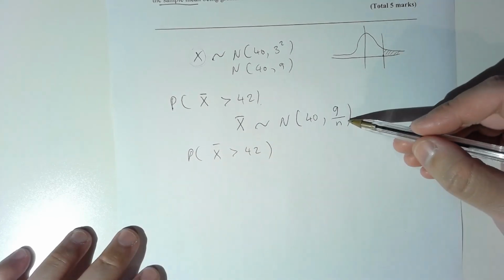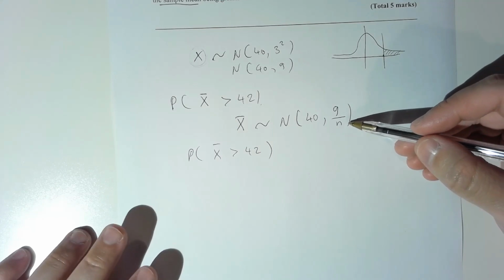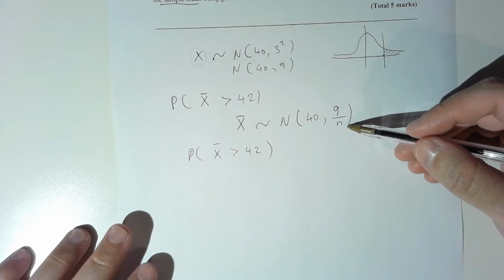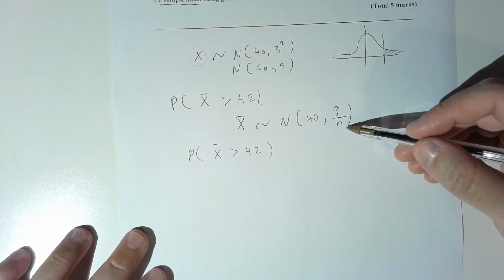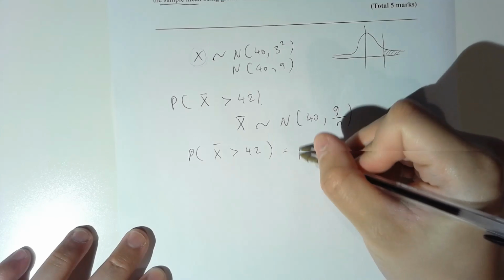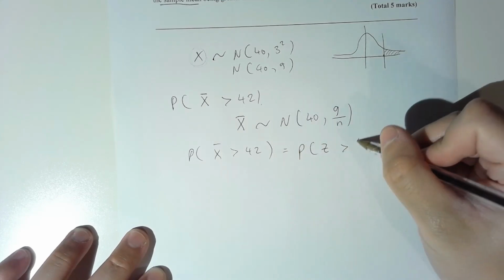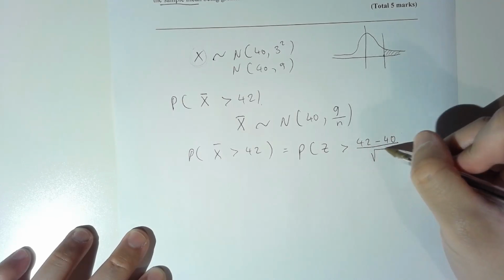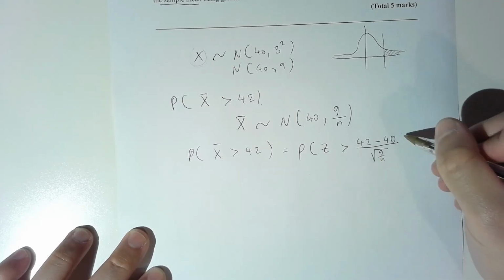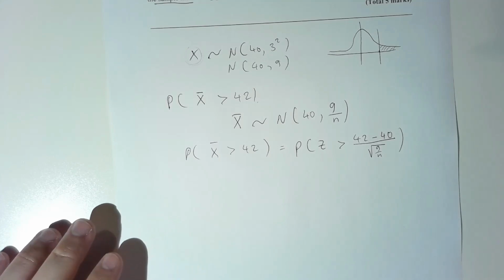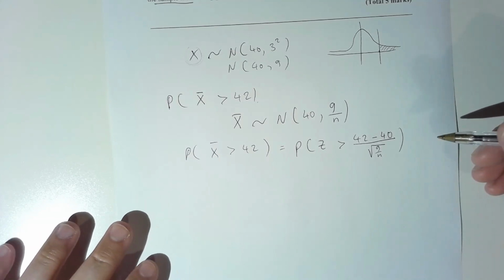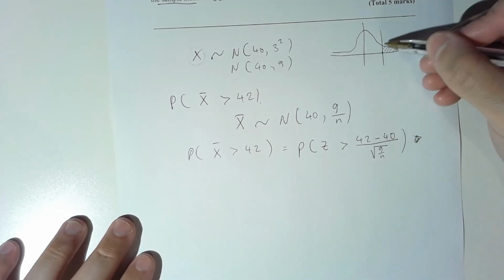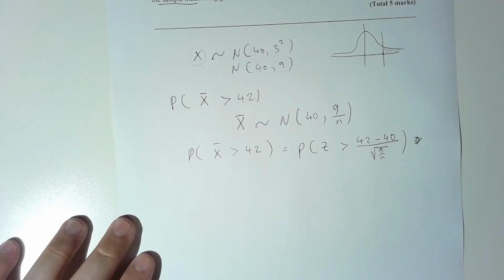Now we don't know the variance or standard deviation here, so we must change it to the standard normal distribution with mean equal 0 and variance equal 1. How do I change it? Exact same method: Z bigger than 42, take away the mean, which is 40, over the square root of 9 over n. And of course, you work out from there that it has to be bigger than, now, 5%.